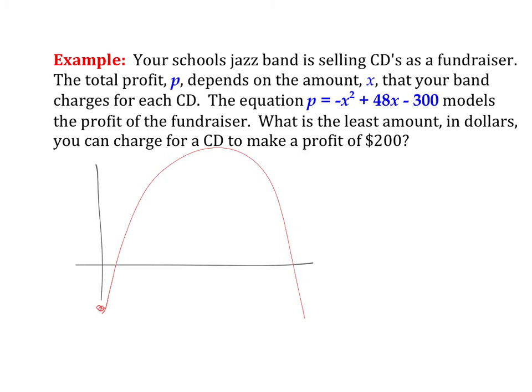They're asking us, what is the least you can charge to make a profit of 200? So if we think of this as the x-axis and this as the y-axis, or profit, we want to know, let's say if that's 200, how much would we have to charge to make that profit amount? Well, based on my sketch, it looks like that happens in two spots. Since they're talking about the least amount, we're going to do the smaller of the two. All right, so let's get solving.